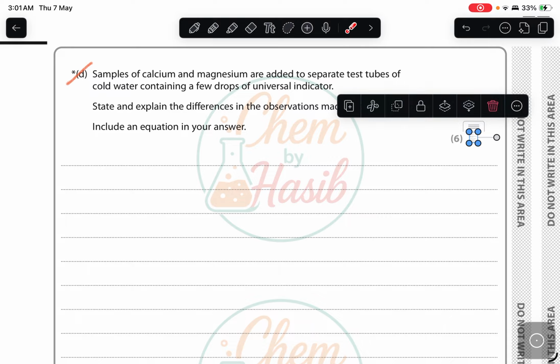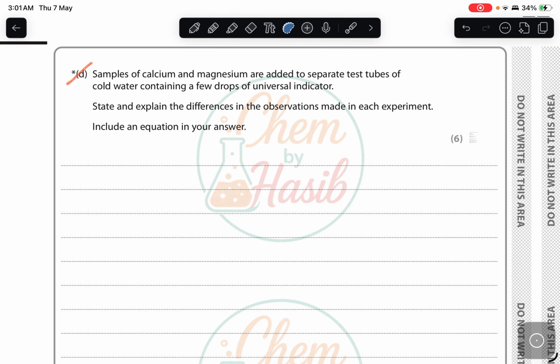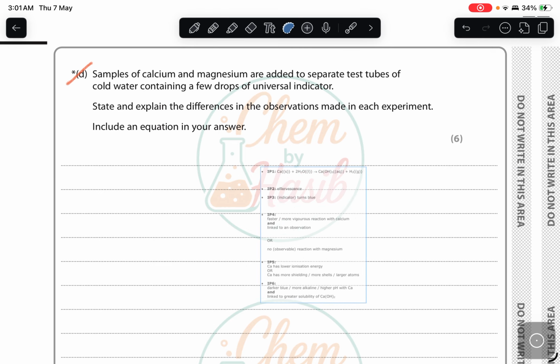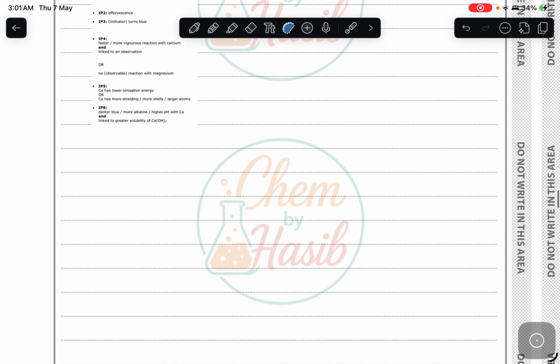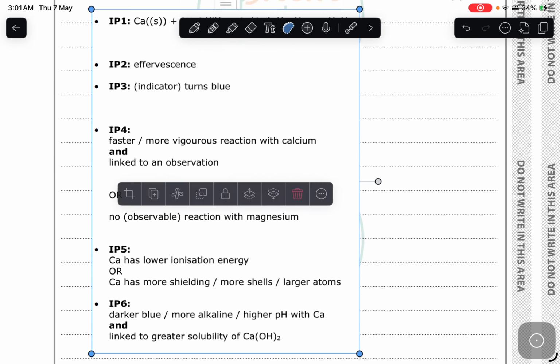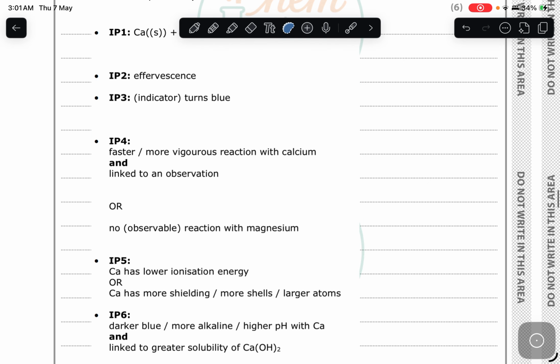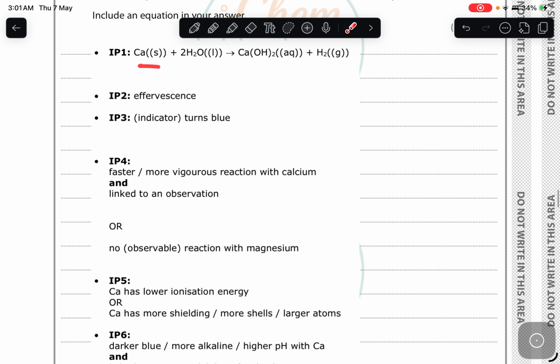So I have got the answer from the marking scheme. Let us look at the answer from the marking scheme. These are the points to be included in your answer. You should write the equation: calcium reacting with water produces calcium hydroxide and hydrogen. So there will be effervescence and it will turn blue. Now the reaction will be faster. There will be faster effervescence or a more vigorous reaction with calcium.